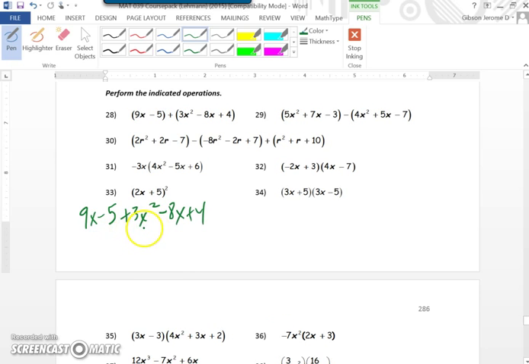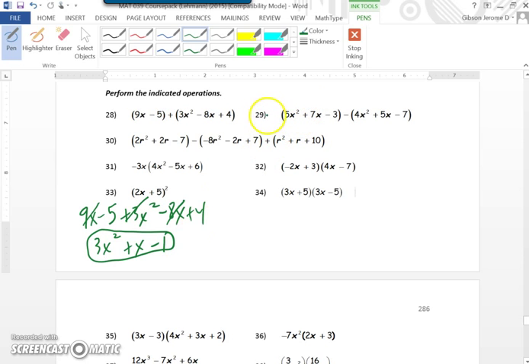Now, we will combine our like terms and write this in the proper order. The first thing would be 3x². 9x minus 8x will give us x. And then negative 5 plus 4 will give us a minus 1. So this is the answer for problem 28: 3x² + x - 1.